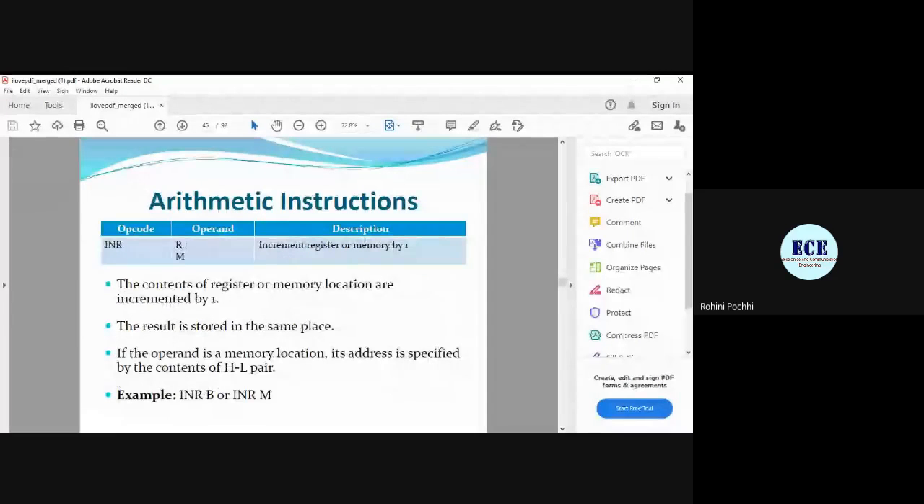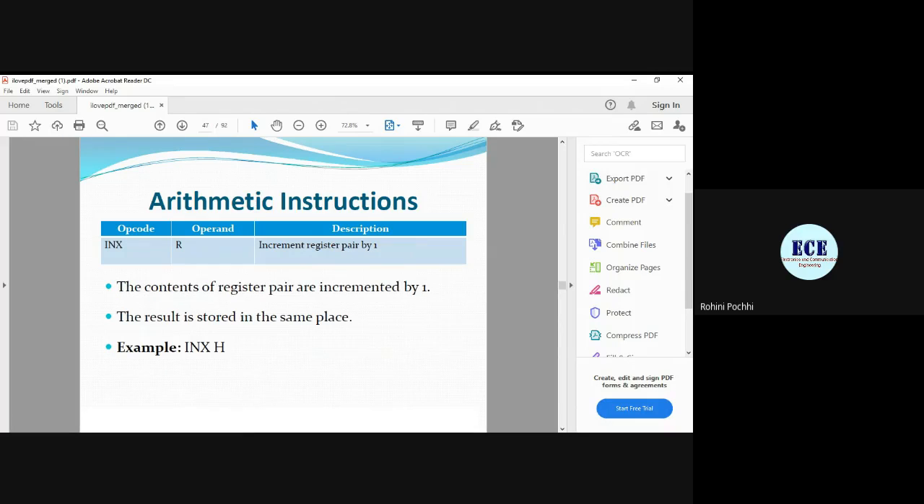Now INR, increment register or memory by 1. Whenever you see the instruction like INR, you have to increment the register or the memory which you had given by 1. The content of register or memory location are incremented by 1. The result is stored in the same place. If the operand is a memory location, its address is specified by the content of HL pair.